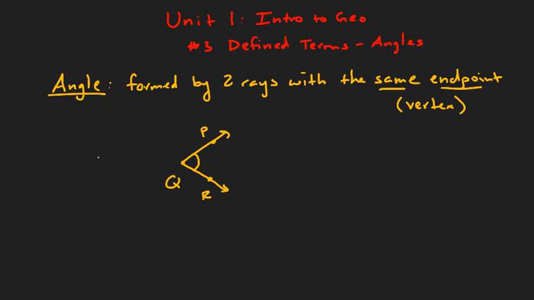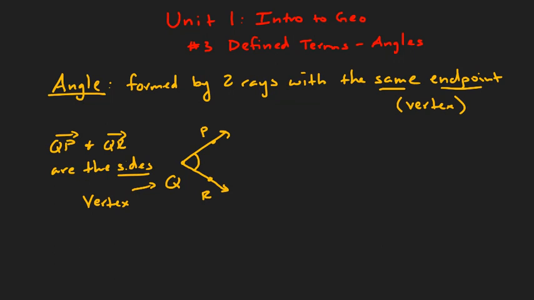Now, there are a couple different ways to name angles. First of all, Q is the vertex. So again, let's talk about the parts. Point Q is the vertex. And if you look at QP and QR, those rays are the sides. So ray QP and ray QR are the sides of the angle. So vertex, sides.